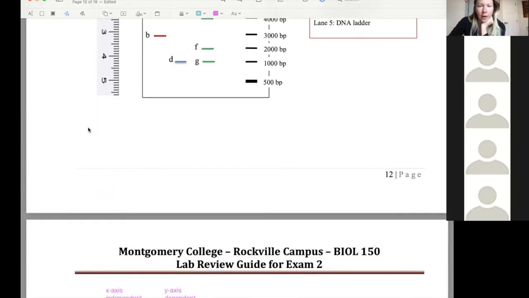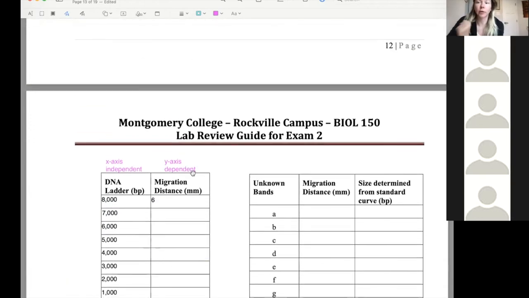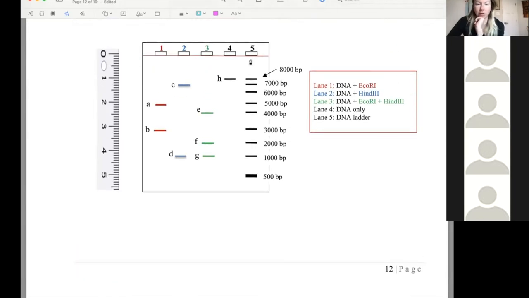I think the exact values for these distances are not as important as the relational value between the two variables. Whether this number here is 6 millimeters or 10 millimeters, as long as it's a small number compared to down here, where it should be the much bigger number. So I don't think the exact numbers really matter. It's more about, do you understand the concept that larger fragments travel not as far as the smaller fragments?